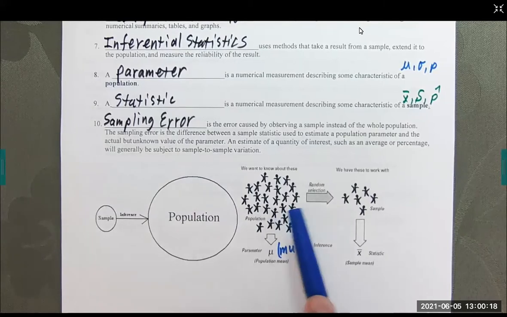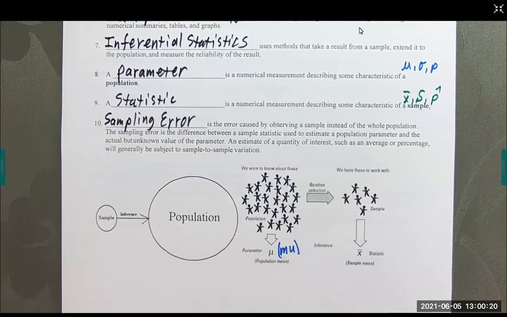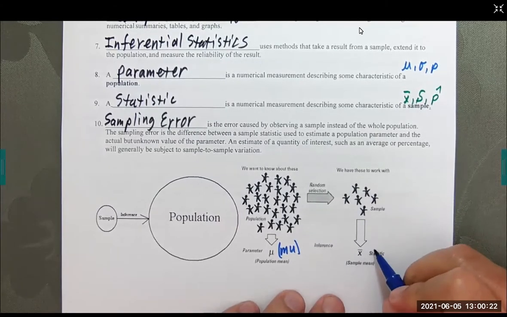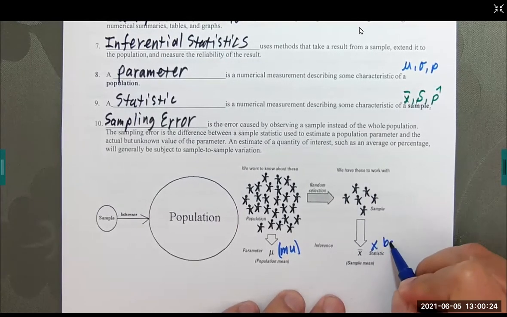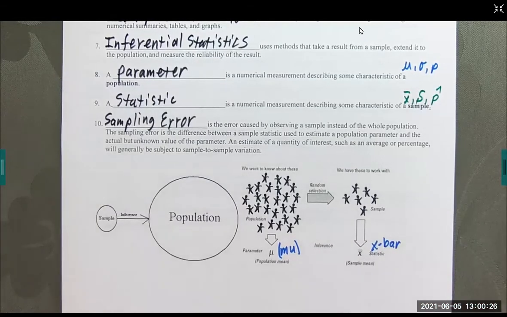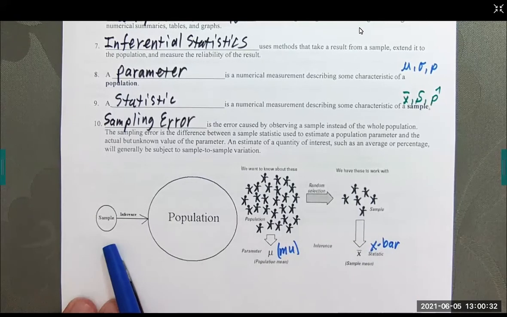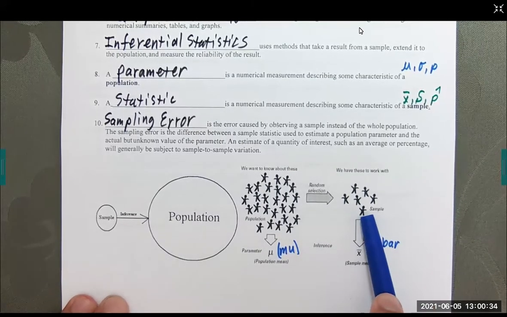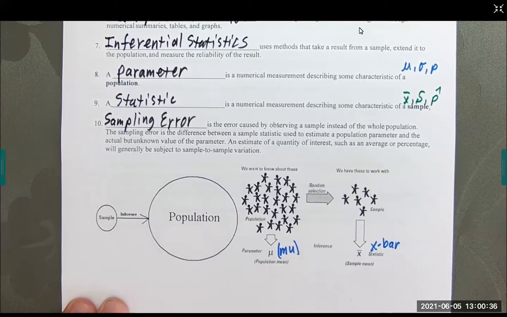And what we do is we take a sample, and the sample is going to give us X bar, which is the statistic. It's from the sample. And once we have the sample, we come to some conclusion from the sample, and then we can infer something about the population. So it's pretty cool stuff.